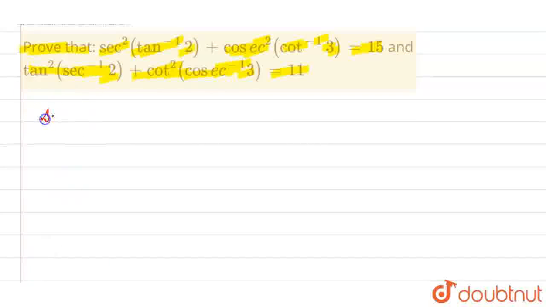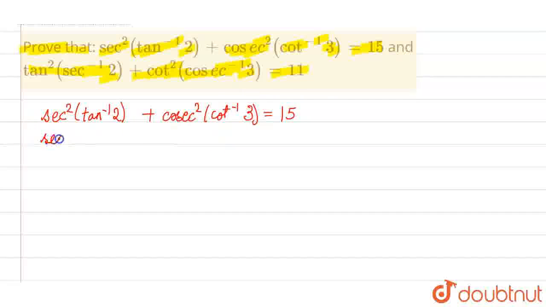Now for the first condition, sec square tan inverse 2 plus cosec square cot inverse 3 is equal to, now what we can do here, we can write this as (sec tan inverse 2) square plus (cosec cot inverse 3) square.